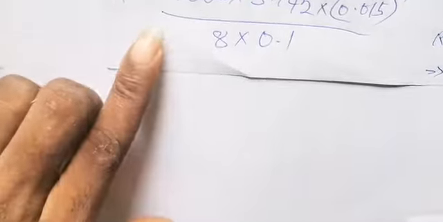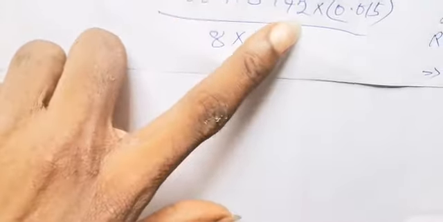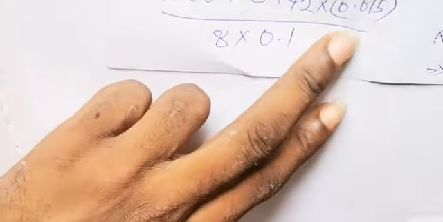The numerator says 15,000 multiplied by 3.142, multiplied by radius to the power of 4, which is 0.015 to the power of 4. That gives us 2.3860 by 10 to the power of minus 3.